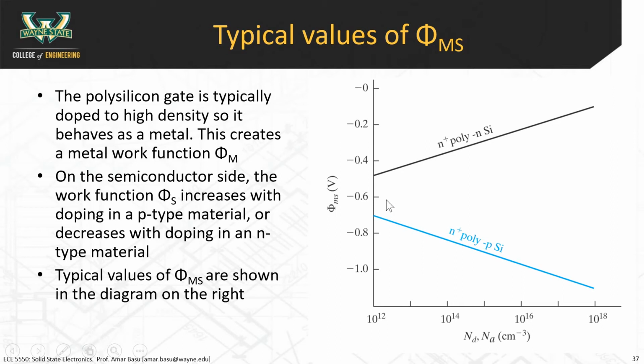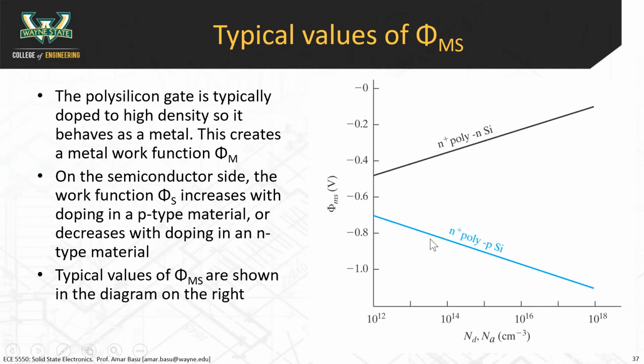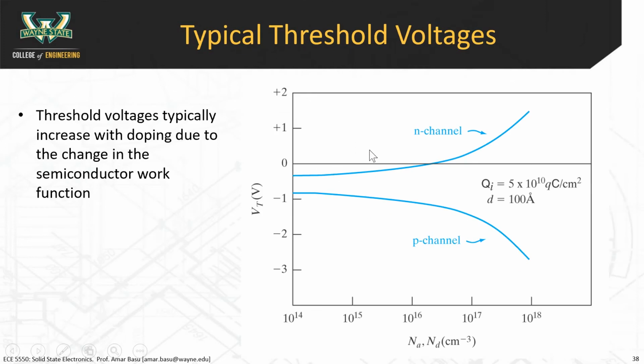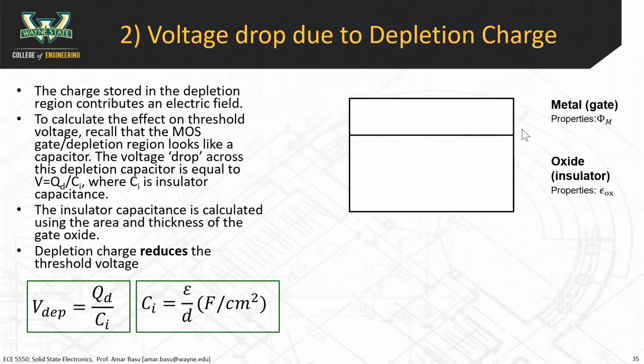A typical N-channel device will have a P-type substrate and an N-plus polysilicon gate. What's happening here is that the phi ms is actually going down with increased doping, but the actual threshold voltage is increasing. So you might wonder why these are going in opposite directions. This is because as you increase the substrate doping, what's happening is, let me back up here.